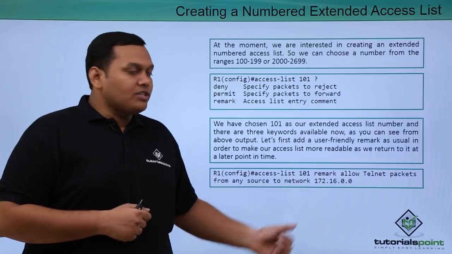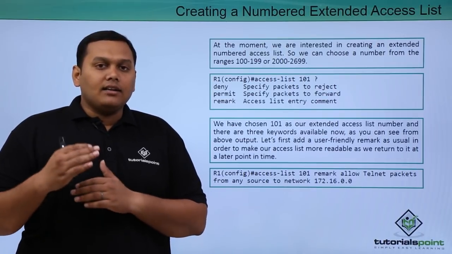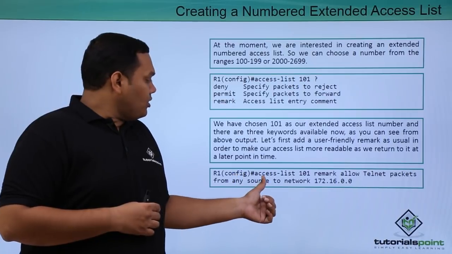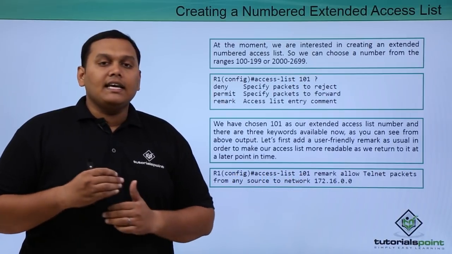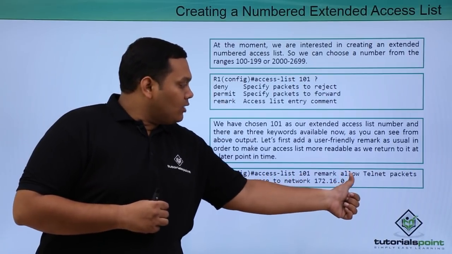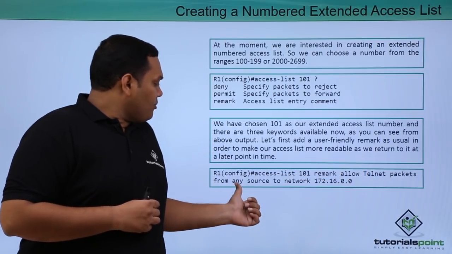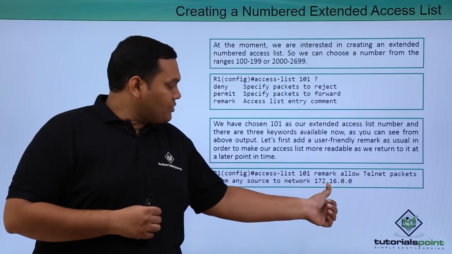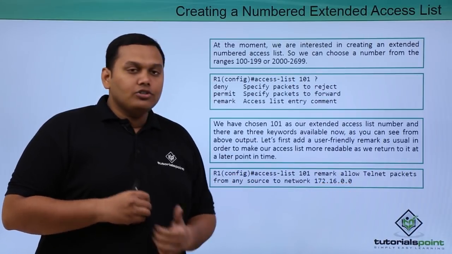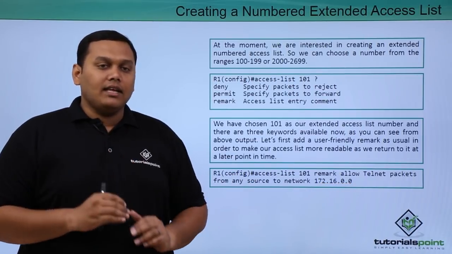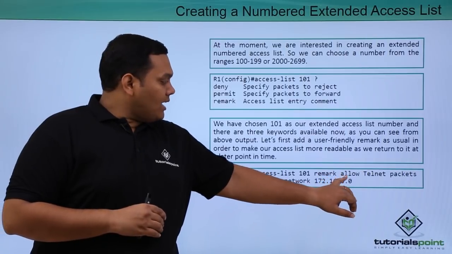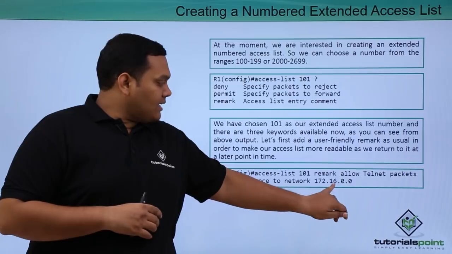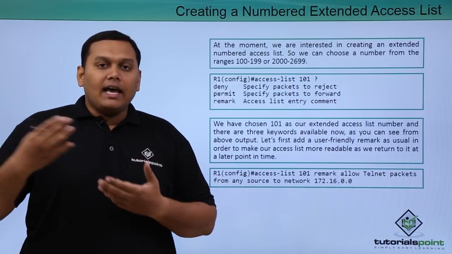We want to create the 101 access list with a remark, and we give this command here. In router configuration mode, access-list 101 remark, allowing telnet packets from any source to network 172.16.0.0. So you have given a clear command with a comment: allow telnet packets from any source to this network, so it will allow those packets.